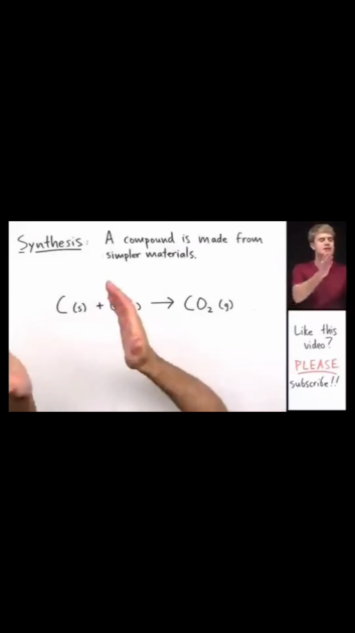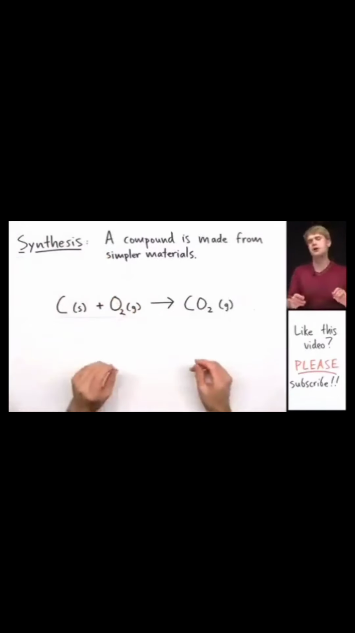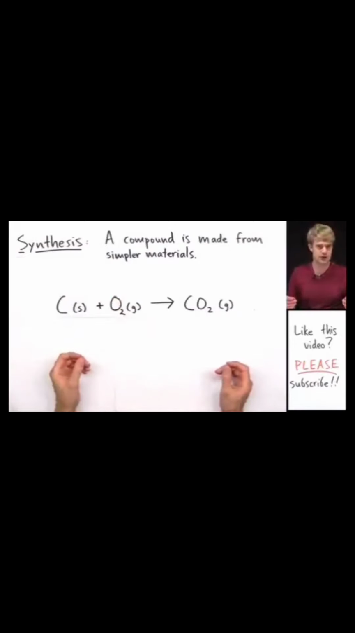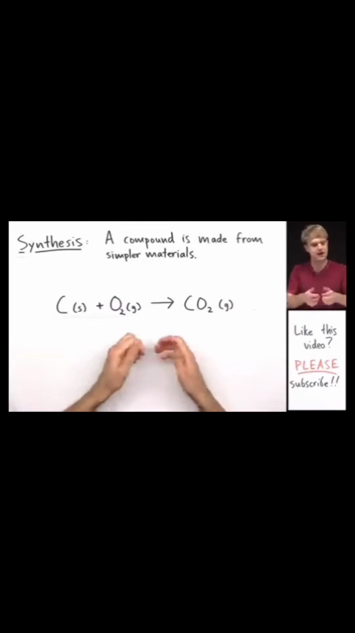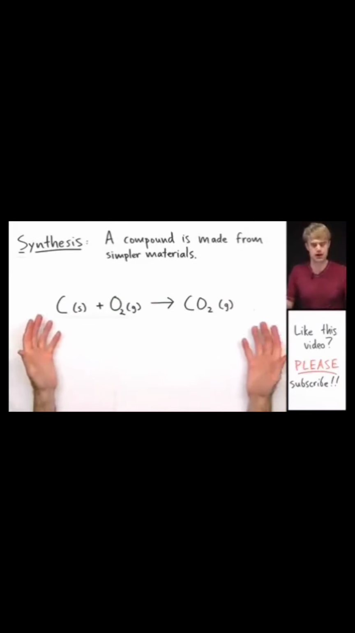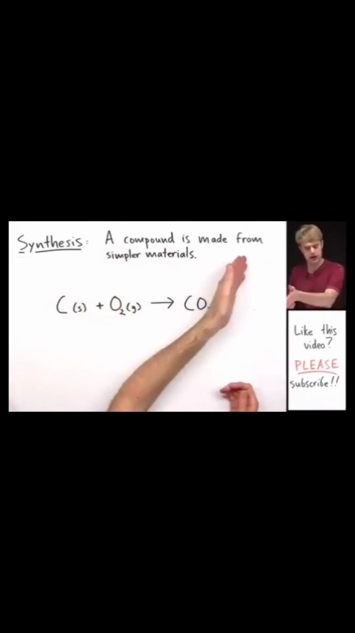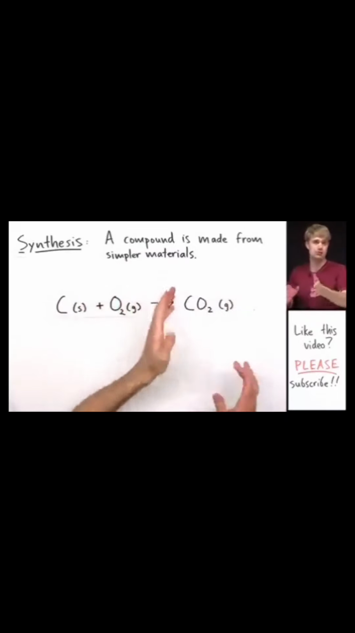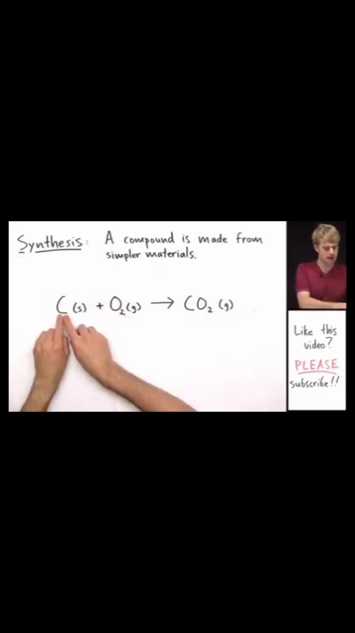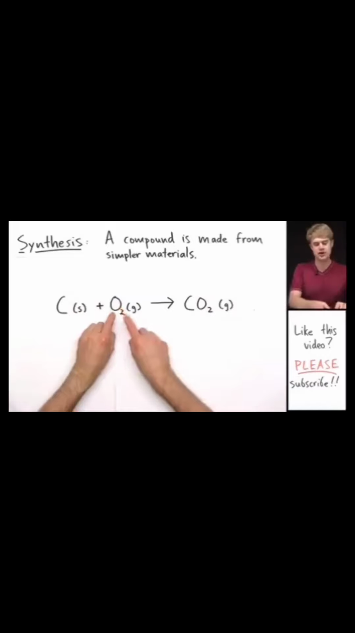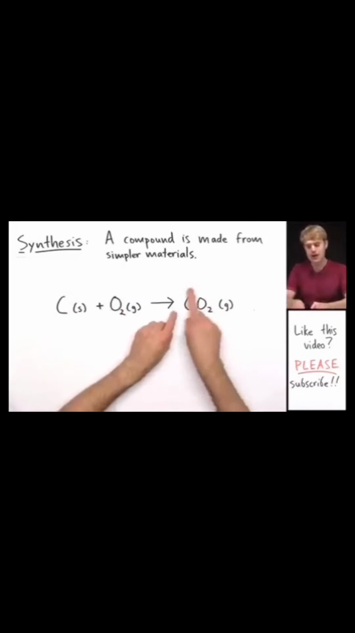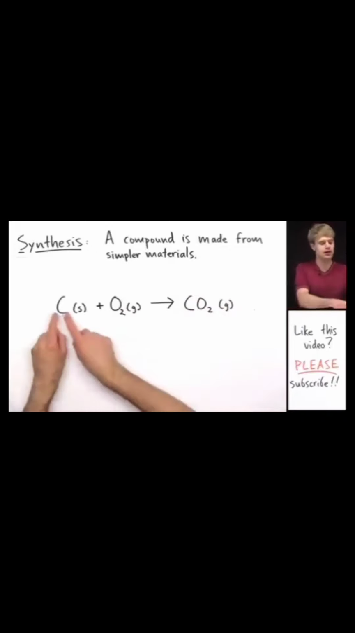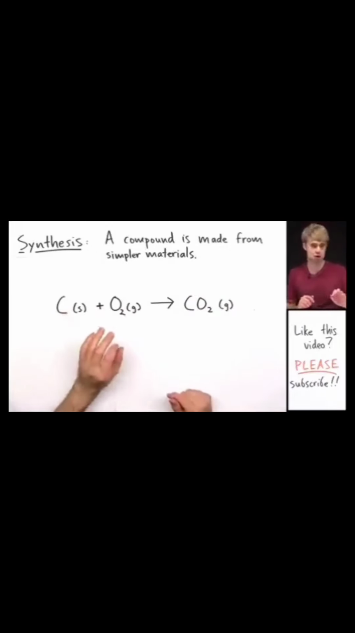We're going to talk about the synthesis reaction. These are sometimes called combination reactions. Now, synthesis is just a fancy word that means making, and that's exactly what happens in a synthesis reaction. A compound is made from simpler materials. Here's an example. Carbon comes together with oxygen gas to make carbon dioxide, CO2. What we make in this reaction is more complex than the two simple things that we start with.